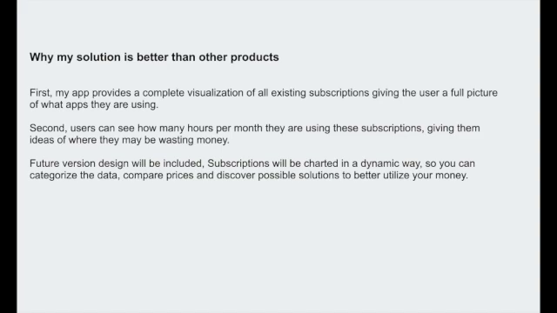Future version design will include a mobile version as well. Subscriptions will be charted in a dynamic way so you can categorize the data, compare prices, and discover possible solutions or find a better solution for your price.